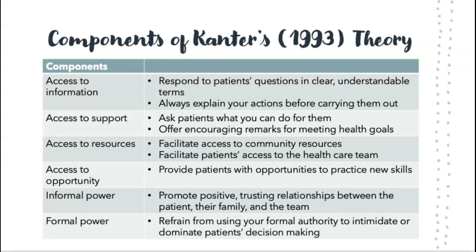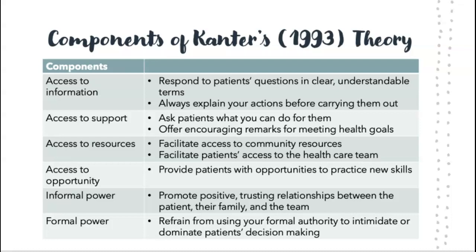And so this is just giving you some ideas of examples of patient empowering nurse behaviors. So access to information would be responding to the patient in clear, understandable terms. Always explain your actions before carrying them out. Access to support is asking patients what you can do for them, offering encouraging remarks for meeting their goals. Access to resources is facilitating community resources and their access to other healthcare team members. Access to opportunity provides patients with opportunities to practice new skills.